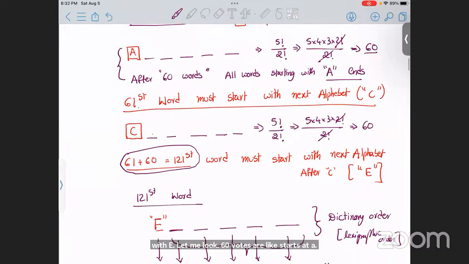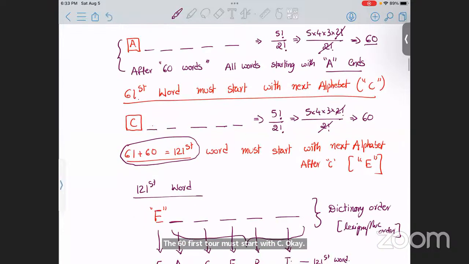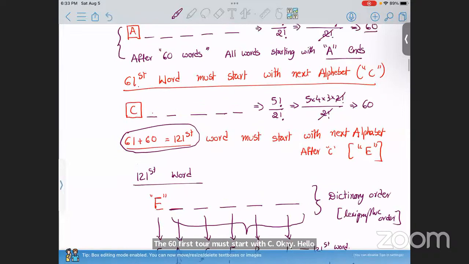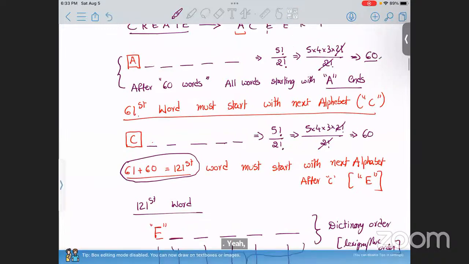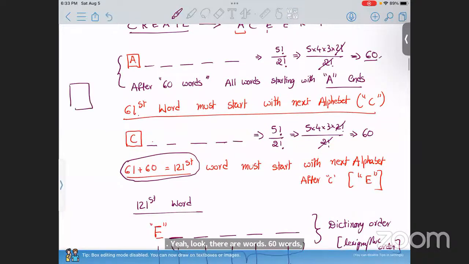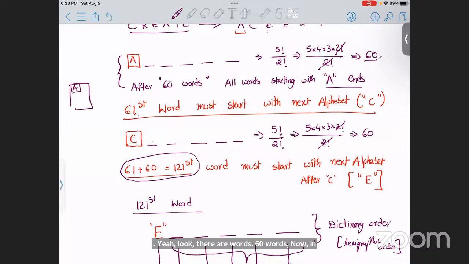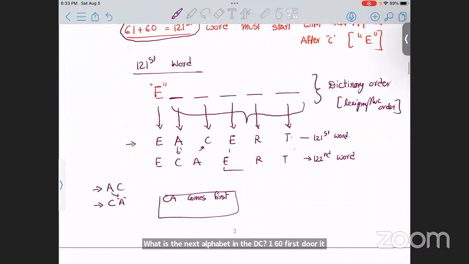I'm not getting that point. Look, there are 60 words with A. Now in the dictionary, what will you find? A and then B. But in our case there is no B, there is only C. So if all the 60 words starting with A are completed, then from the 61st word, what is the next alphabet in the dictionary? C. From the 61st word, it must start with C. Okay, clear?